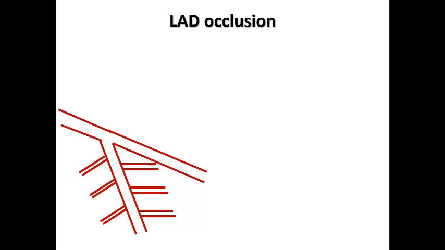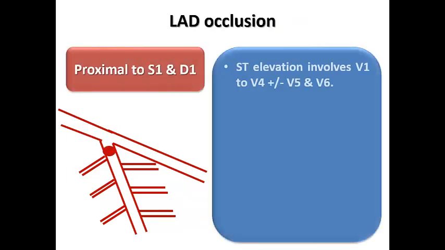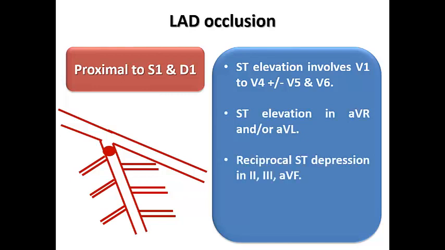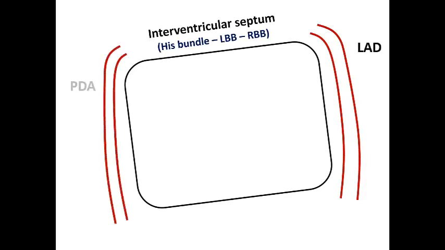So let's learn them gradually in order to understand what each site of LAD occlusion produces in the ECG. When the LAD occlusion is proximal to S1 and diagonal 1, I can expect in the ECG to see ST elevation from V1 to V4 plus minus V5 and 6, ST elevation in AVR and or AVL, and we understood why. Reciprocal ST depression in inferior leads as the injury vector is away from them, and sometimes the patient may have acquired right bundle or left bundle branch block, because as we mentioned before, the interventricular septum receives dual blood supply from the LAD and the PDA.